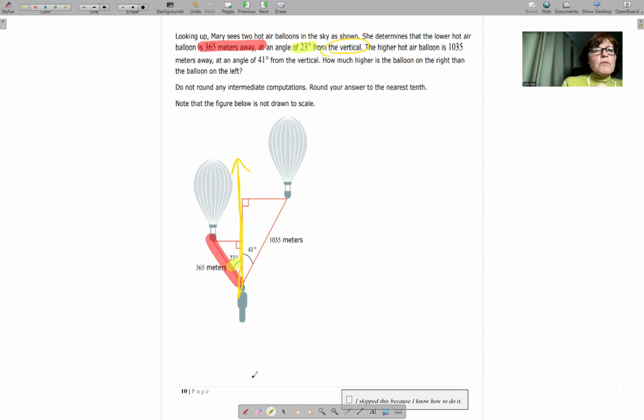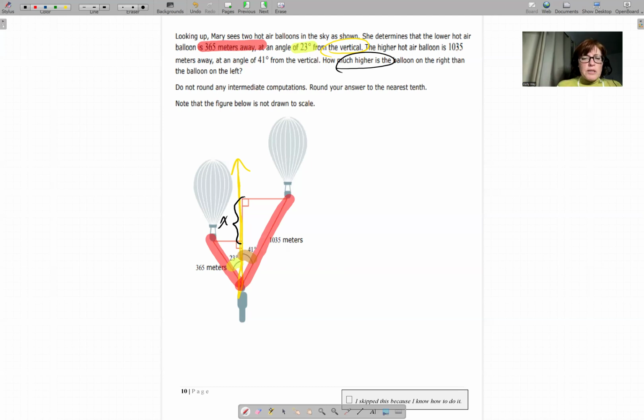And the higher balloon is 1,035 meters away at an angle of 41 degrees. How much higher is the balloon on the right than on the left? So how much higher means we are ultimately finding this distance here between these two. And we're going to call that distance x.